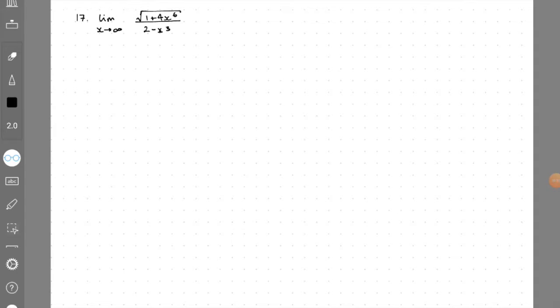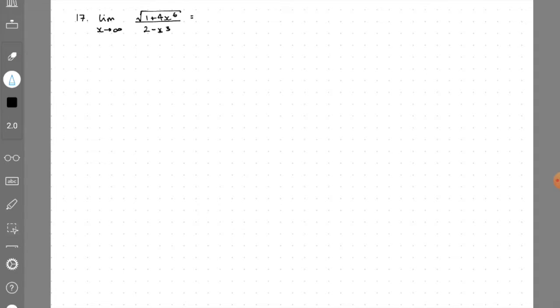We're going to have a look at number 17 from 3.4, which talks about limits at infinity or negative infinity. We have this right here. Remember that we can't really plug the infinity in the beginning, so we're going to have to do some work. So we have to divide by the highest power of x.